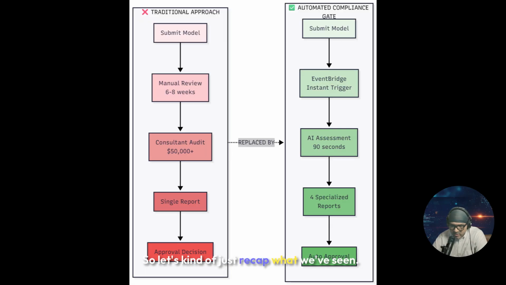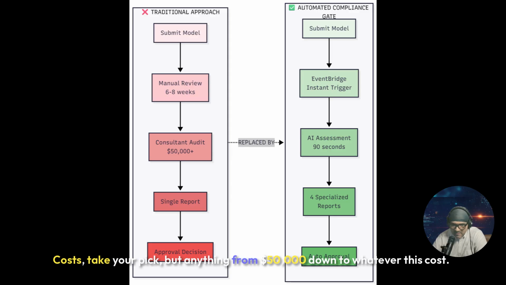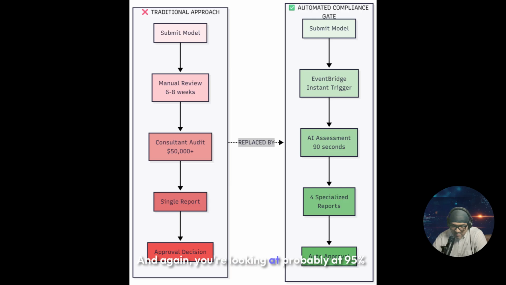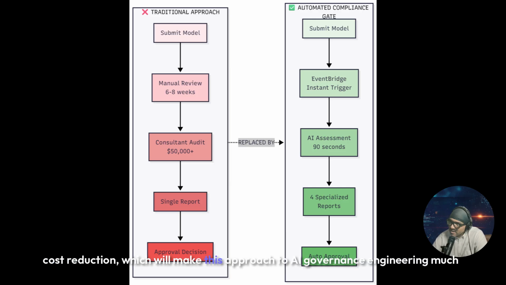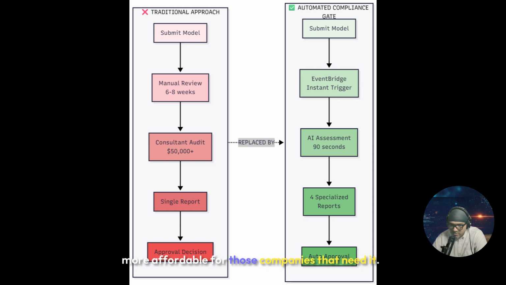So let's just recap what we've seen. The speed is from 6 to 8 weeks down to 90 seconds. You go and calculate the time saved with that. Costs, take your pick, but anything from $50,000 down to whatever this cost. And again, you're probably looking at a 95% cost reduction, which will make this approach to AI governance engineering much more affordable for those companies that need it.